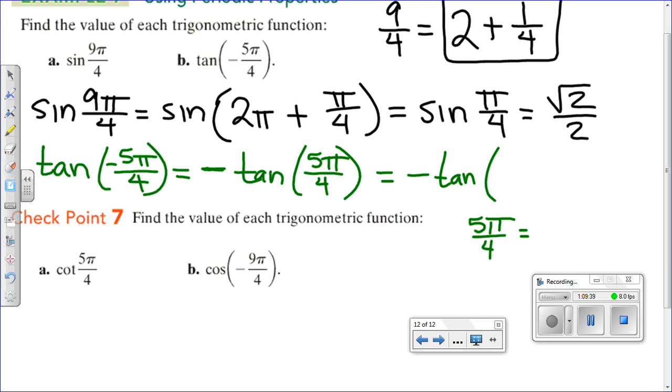One final. Let's turn 5 pi over 4 into a mixed fraction. So that's going to be what? Okay, Andrew, you can participate. 1 plus pi over 4.